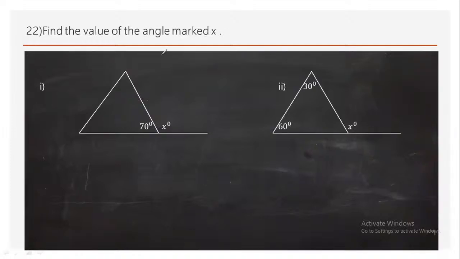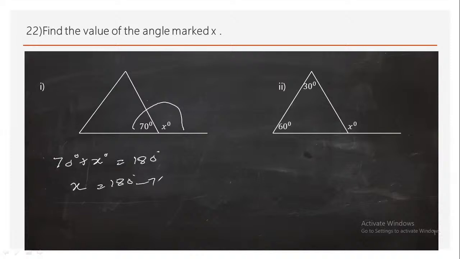22. 70 plus x supplementary. We don't need that theorem. We need this thing. You can understand this is a straight line. Then 70 plus x equals 180. X equals 180 minus 70. X equals 110.